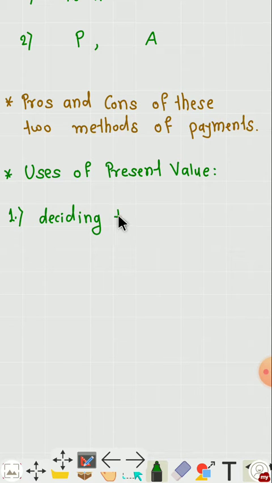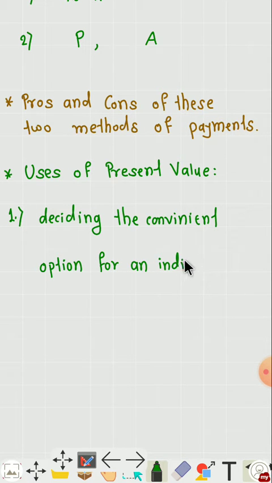This is the first use. Now the second use is, in case one wants to sell the annuity, its present value is essential to know its sale price. We will now discuss the formula for present values.